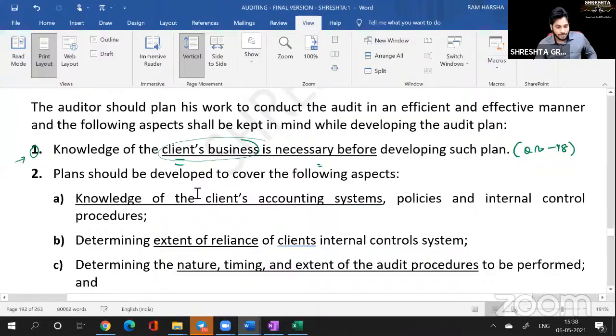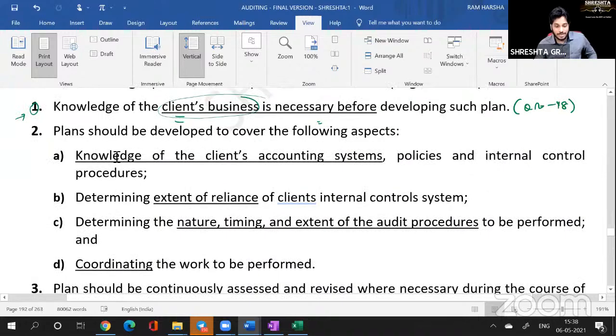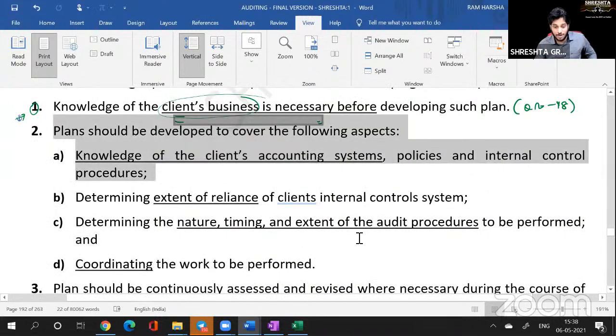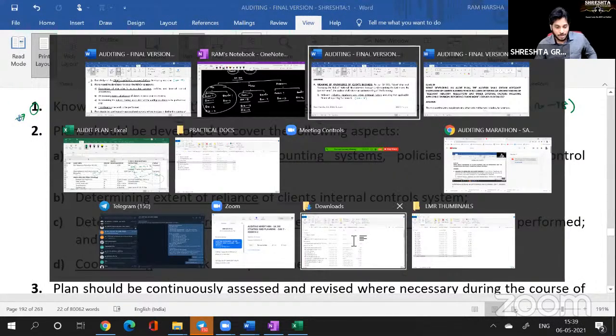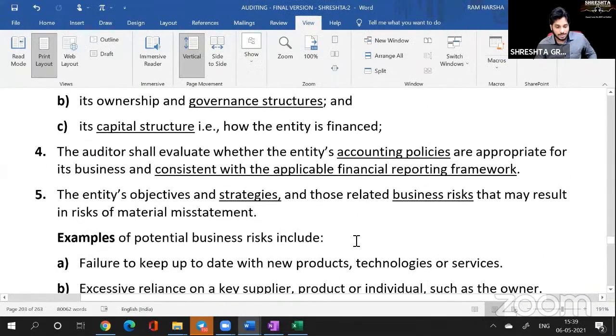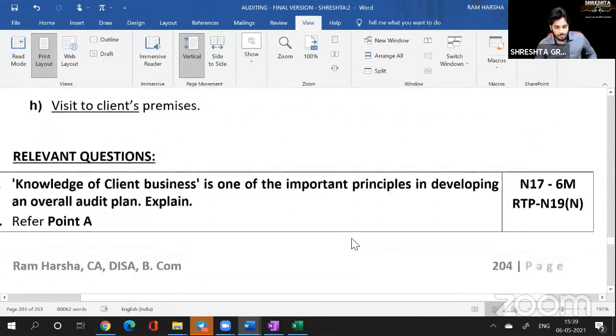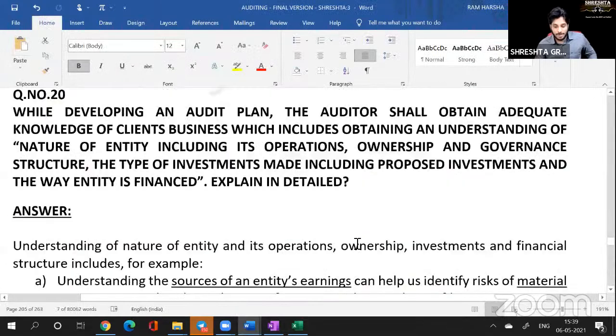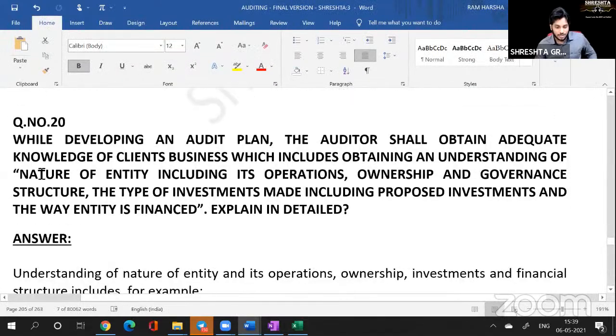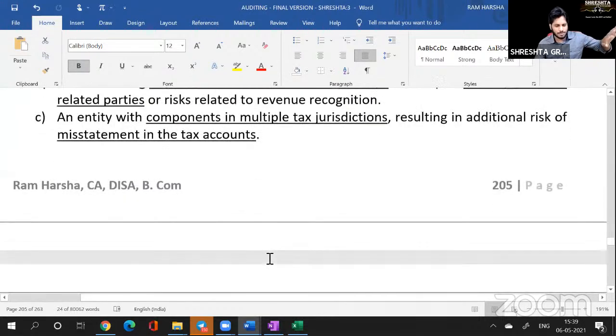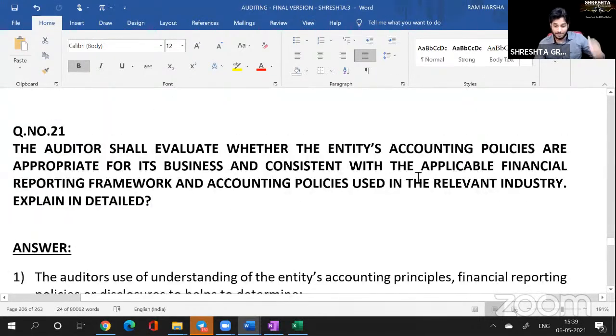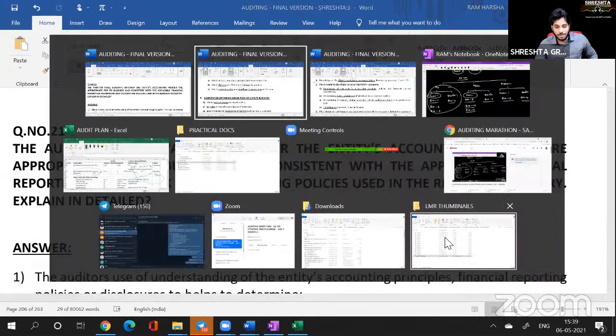Now, second point: while developing the plan, you should have knowledge of the client's accounting system, policies and control. Yes or no? What is meant by knowledge of the client's accounting system, nature of entity, including operations? That is very simple. Here they give knowledge of entities, accounting policies, all that. Question number 21.